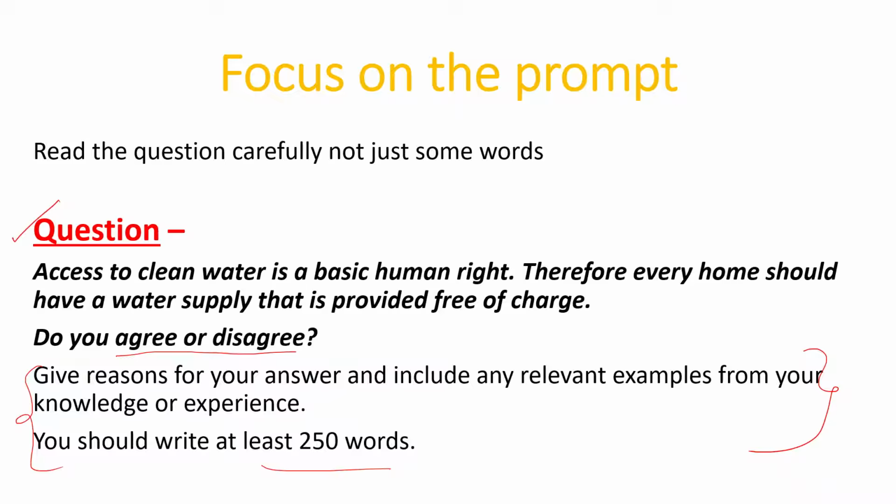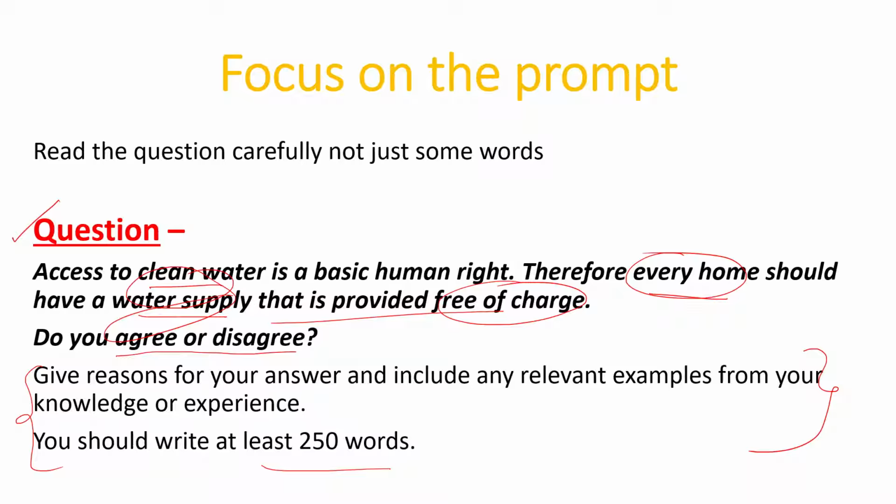What students usually do is they just look at water supply, or they look at clean water, and they just write everything they know about clean water. Yes, I agree, clean water should be given to humans because A, B and C. But the question is not only about clean water, the question is about every home having a water supply free of charge. So every home, free of charge, and that clean water supply. These are your important words, keywords you can say, that you have to take care of, not only just water or clean water. I hope it is clear.